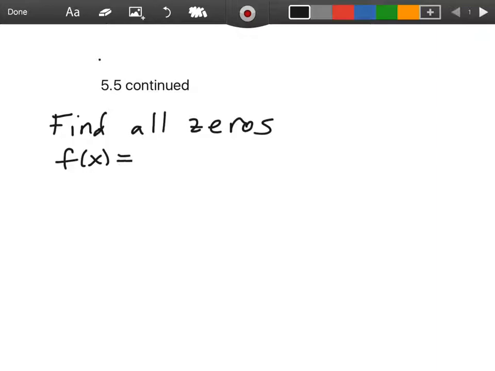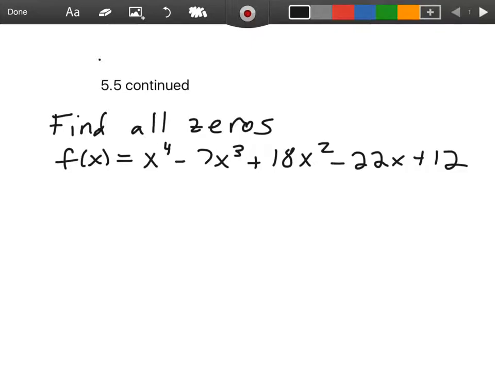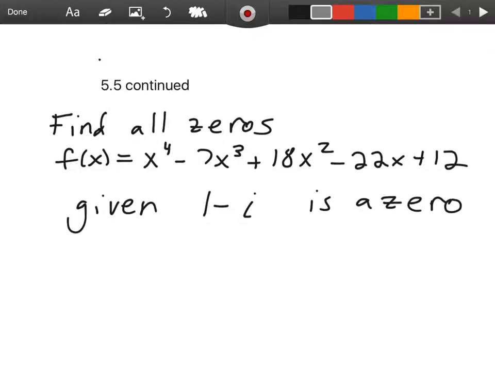of f of x equal to x to the fourth minus 7x to the third plus 18x squared minus 22x plus 12, given 1 minus i is a 0. Now, because this is a fourth degree polynomial, we need 4 zeros.